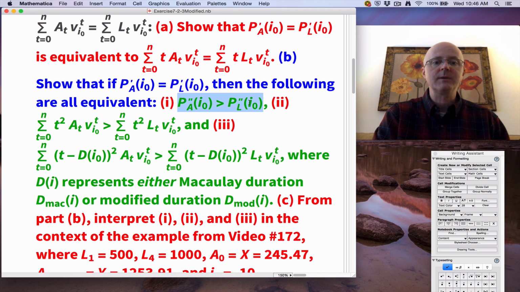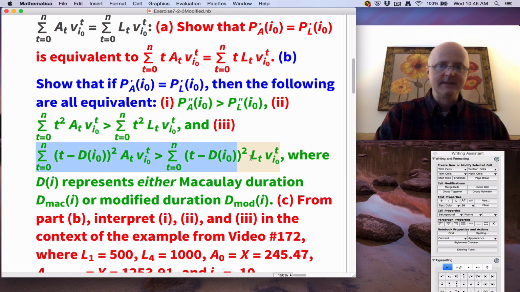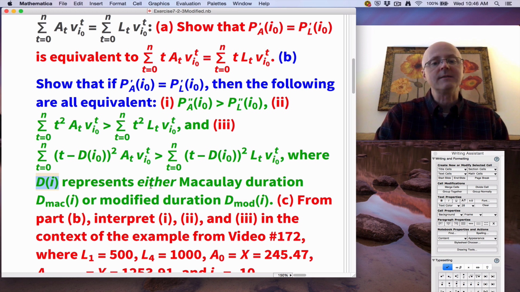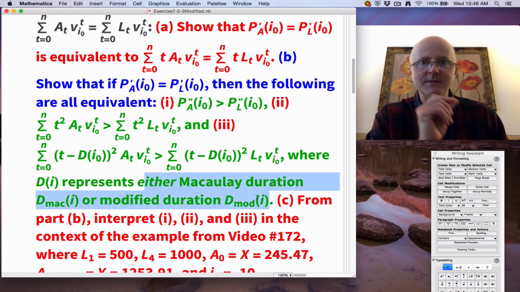So that's the main condition we've been thinking about recently, but that's equivalent to two other conditions: this inequality right here, and this inequality right here, which is kind of strange. You might wonder where this is coming from. I'll probably think about that in a future video, where d of i, as explained in Broverman, represents either Macaulay duration or modified duration. But here's a little secret. It actually could represent other things too. Anything independent of t.